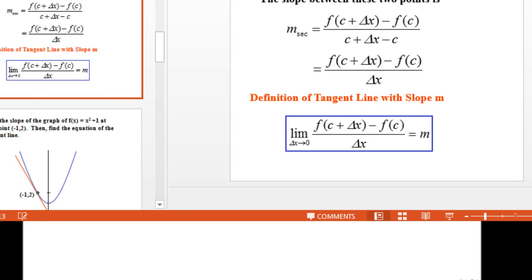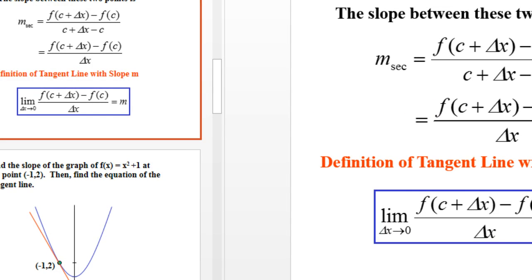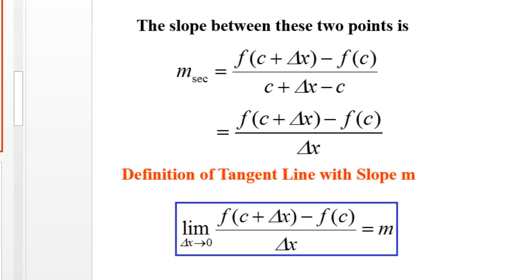Alright, so the derivative and the tangent line problem. What we want to do, and this is a great little thing, is understand the definition of the actual way to do this.